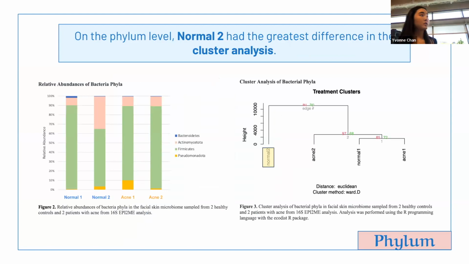So for each level, the statistical analysis that I decided to use was cluster analysis and the principal component analysis. The analysis that we can see here is the cluster analysis. What the cluster analysis does is it groups different items based on how similar those items are. So the closer they are together, the more similar. So on the phylum level, we can see that normal 2 had the greatest difference from all the other samples in the cluster analysis, and it is highlighted in yellow.